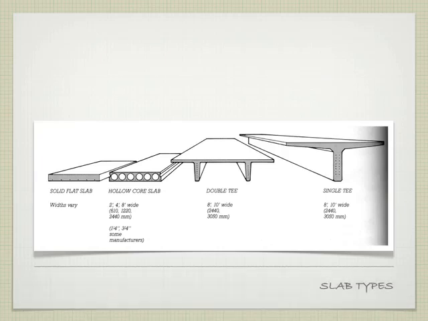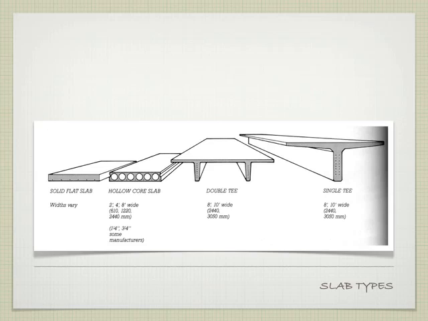So if we look at our basic slab types, we have our solid flat slab, right? Solid concrete profile, kind of your typical slab. It's like you would build in a building, except it's done off-site and brought to the site. But it's just a solid piece of concrete with its reinforcing in it, right? We'll talk all about reinforcing in a second.